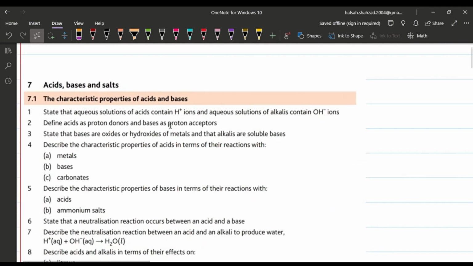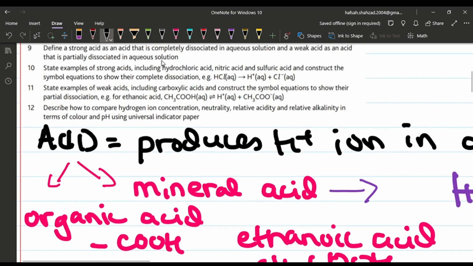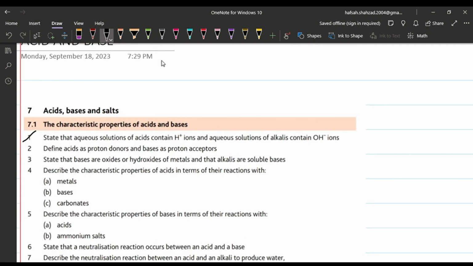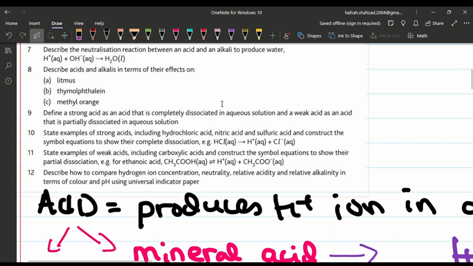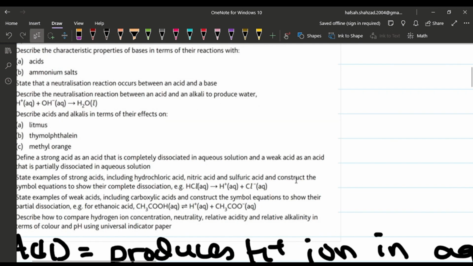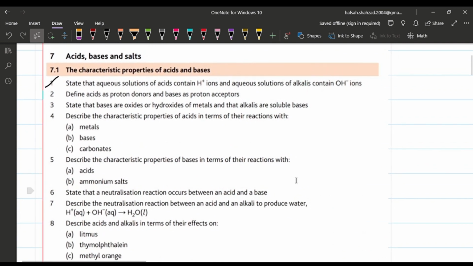We talked about the first one, defined acid as proton donors and bases as proton acceptors. A proton is basically H positive, so we saw that acids are those that produce H plus ions in aqueous solution. We dealt with two as well, stated that bases are oxides and hydroxides. We'll be talking about bases as well in a few minutes.